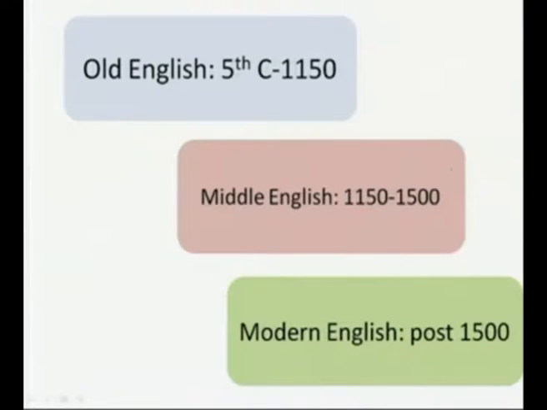Let me again look at this so that we can place the different historical phases of the development of the English language. Old English is 5th century to 1150, Middle English from 1150 to 1500, Modern English is post 1500. Of course, some also add an intermediate stage before Modern English known as Early Modern English. But it is safe to say that these are the 3 phases of the English language and its development.